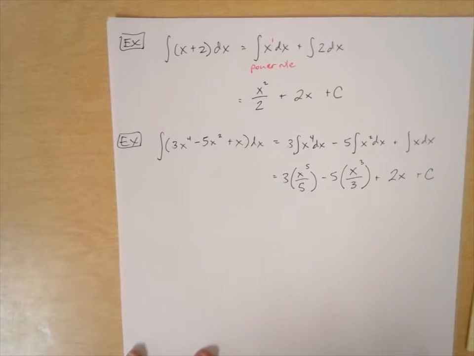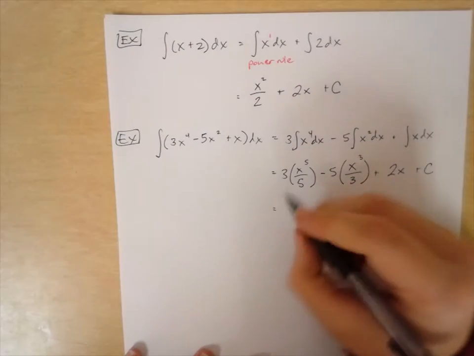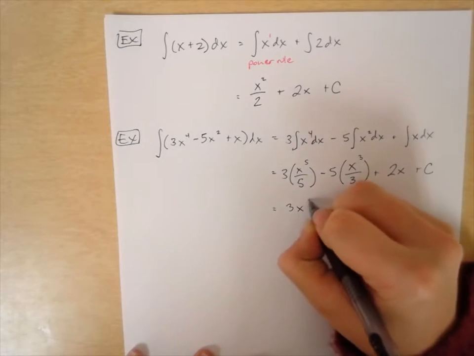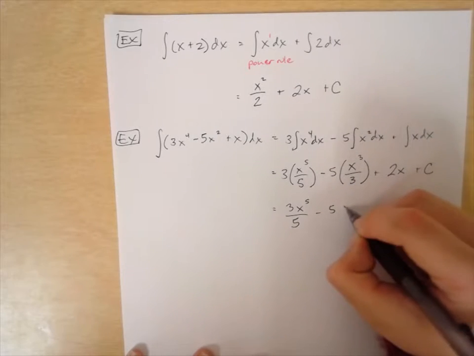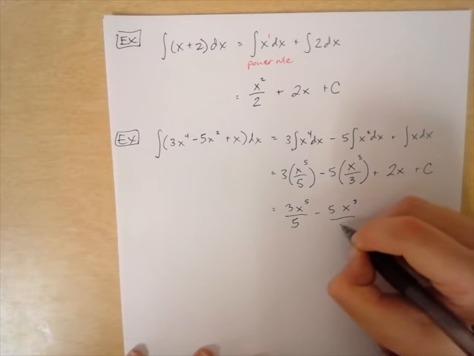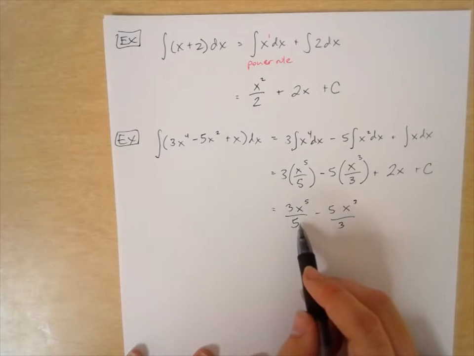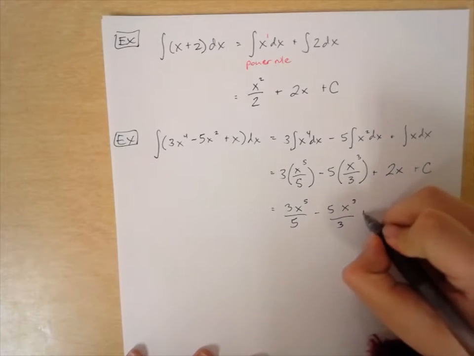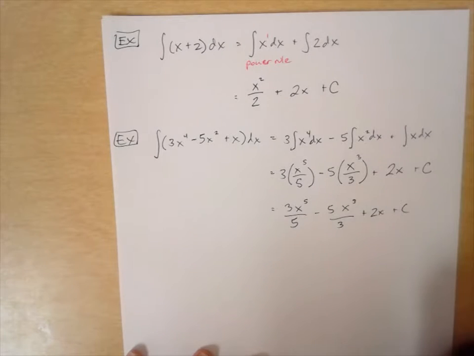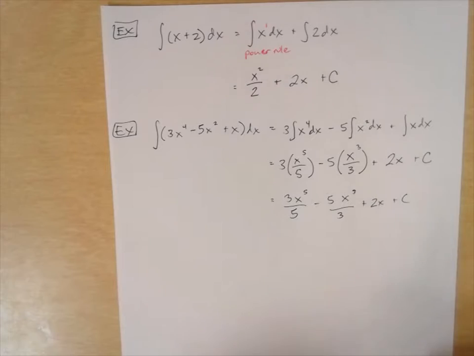Okay. And we can make that just a little bit neater if we make these fractions instead of just numbers multiplied on the outside. So we're going to say 3x to the 5th over 5 minus 5x to the 3rd over 3 plus x squared over 2 plus c, and we'll call that good.